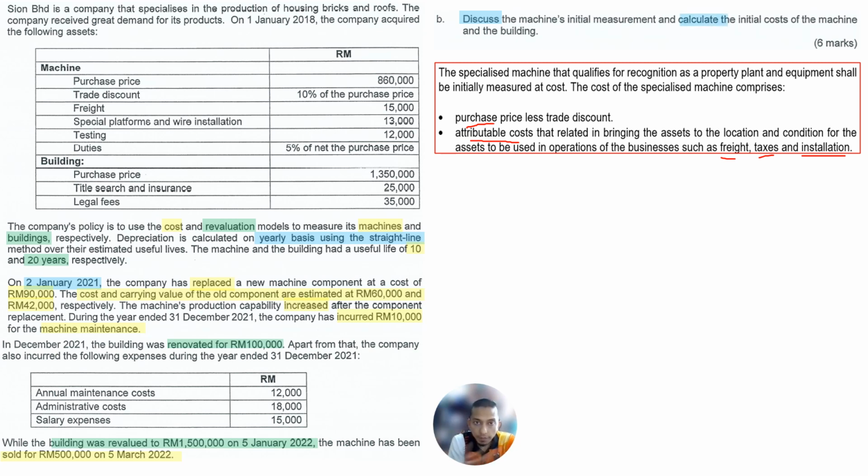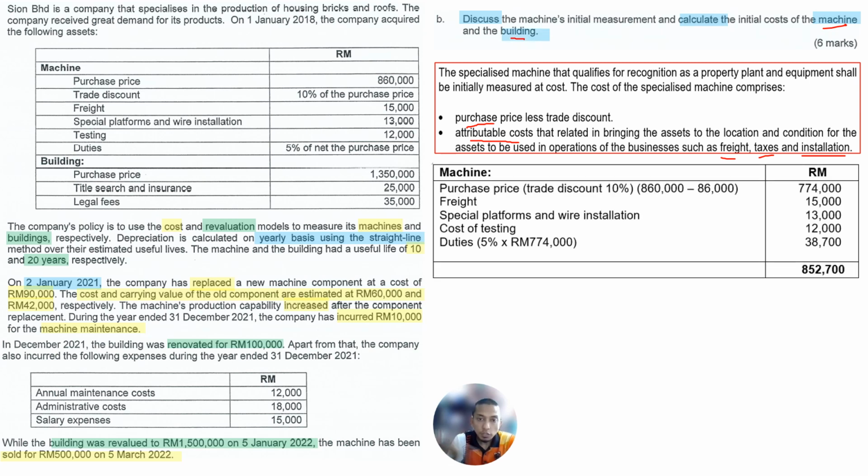The question asks you to calculate for machine and building. Machine and building both need to be calculated. So in machine here, as mentioned earlier, just minus the trade discount, total up everything, including import duties, with the net. Net is after minus this one. So you get the total, easy lah, right?